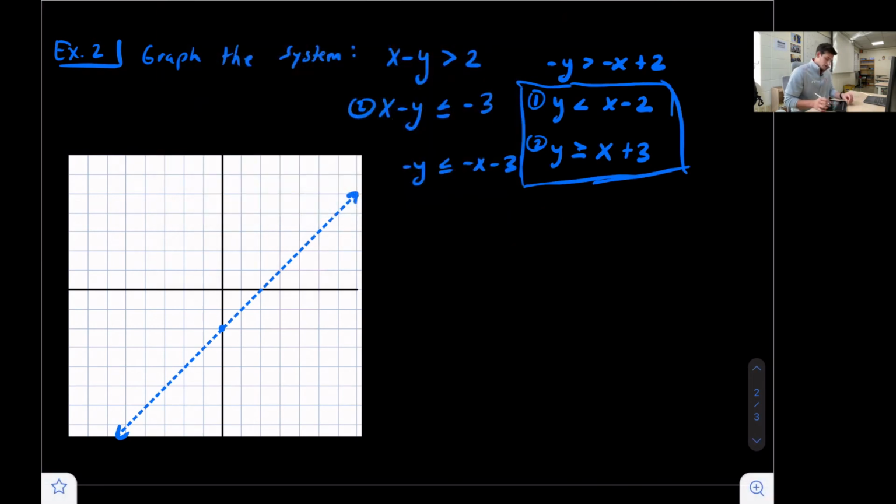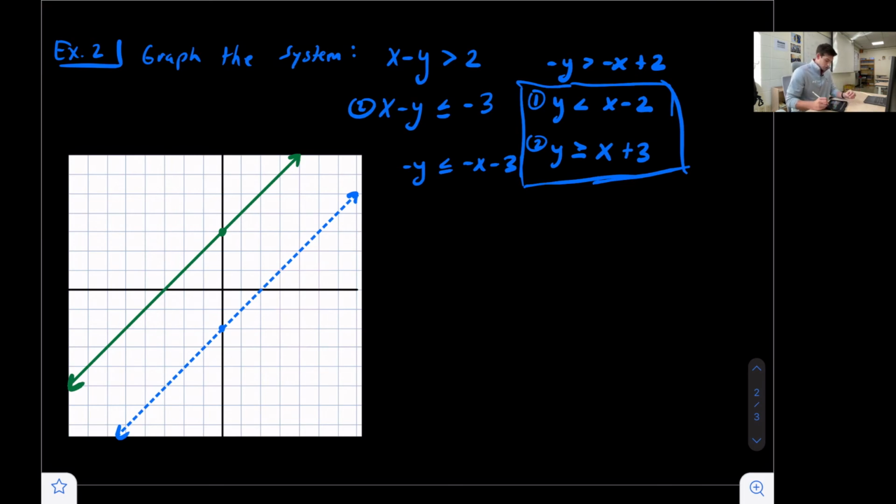And we have y greater than or equal to x plus 3. So 1, 2, 3, 1, 2, 3. And our slope, once again, is 1, right? So we go up 1, right 1, or down 1, left 1. So let's see if I can, there we go, I'll just do two separate sections again. And there we go. And this one will maintain a solid line because it was or equal to, okay?